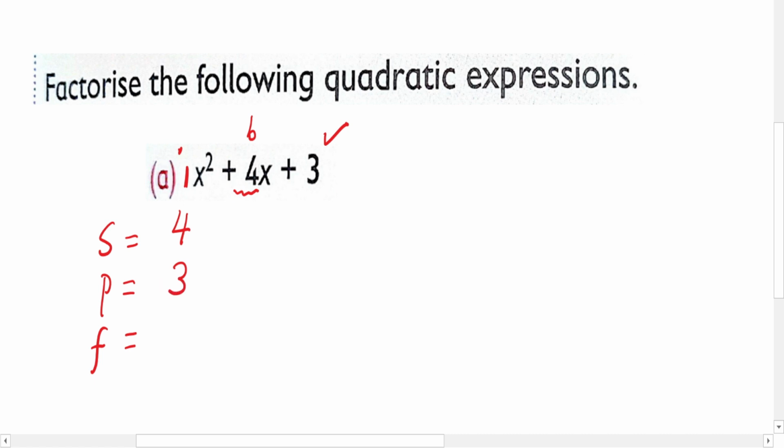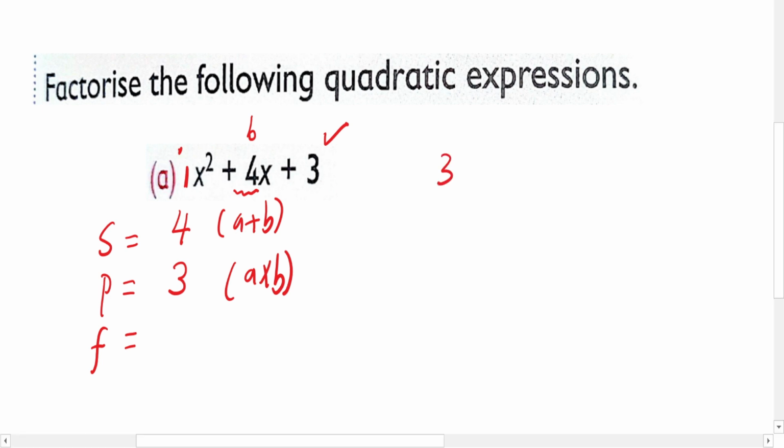Now you ask yourself, are there two numbers, a and b, that if you add them, you get 4, and if you multiply those same two numbers, it gives you a product of 3? Which are those two numbers?